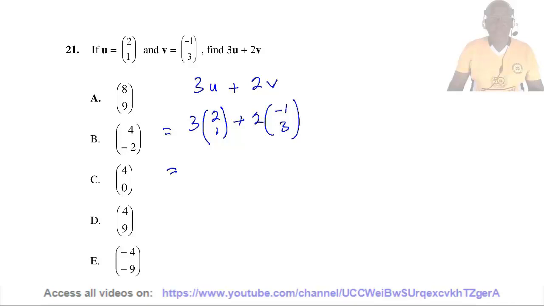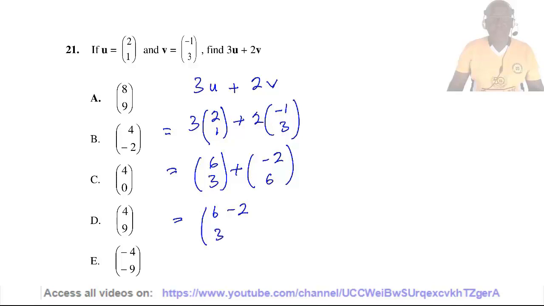Now this equals (6, 3) plus (-2, 6). So we shall add up the x components. We shall get 6 minus 2, and the y components we shall get 3 plus 6. So (4, 9). So the answer is D.